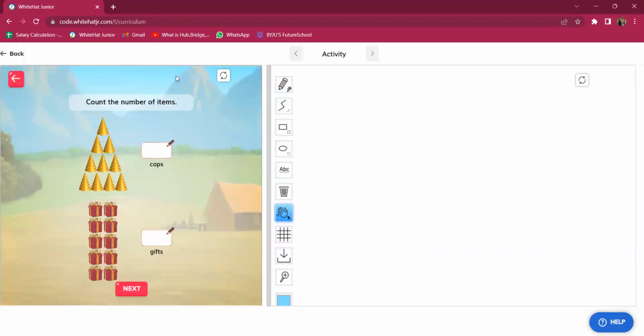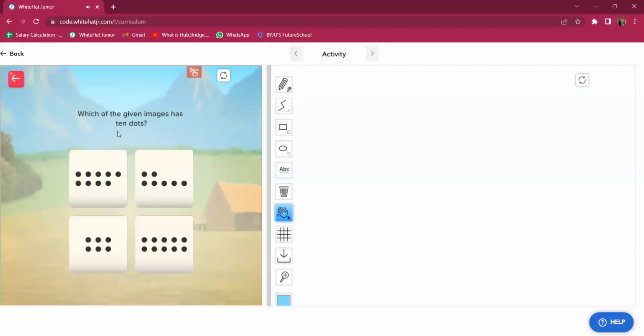Count the number of items over here. So 1, 2, 3, 4, 5, 6, 7, 8, 9, 10. So we are going to write 10. Then we have 1, 2, 3, 4, 5, 6, 7, 8, 9, 10. So here we are going to write 10. After that, we'll check our answer and move to the next question.